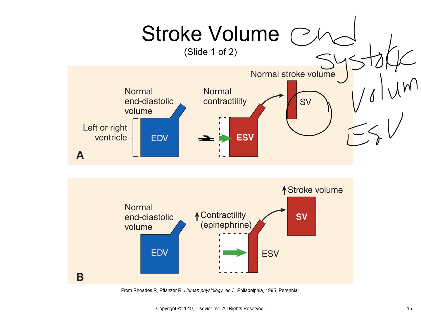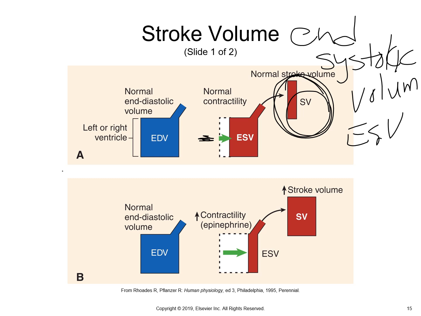So the normal, that was the volume at the end. So the normal contractility basically means that the heart pumps an expected amount of blood.